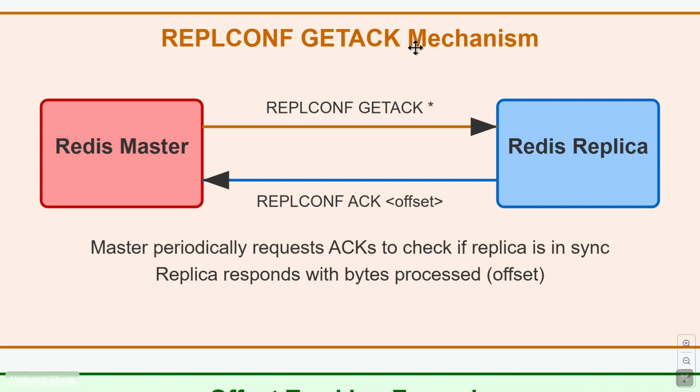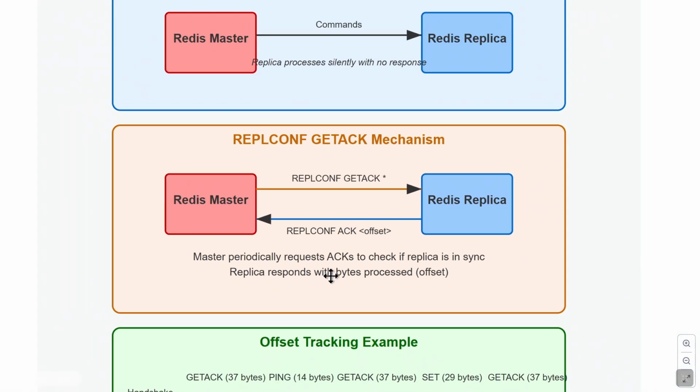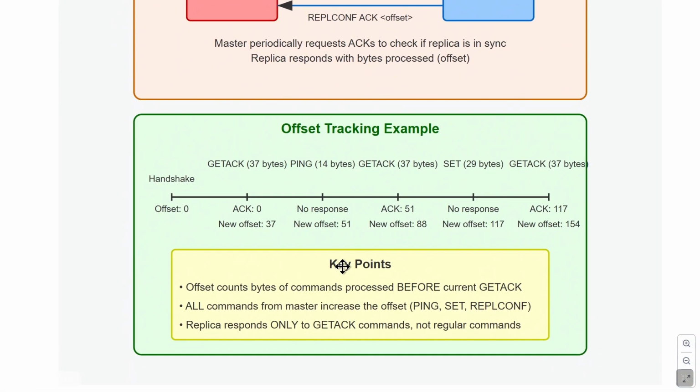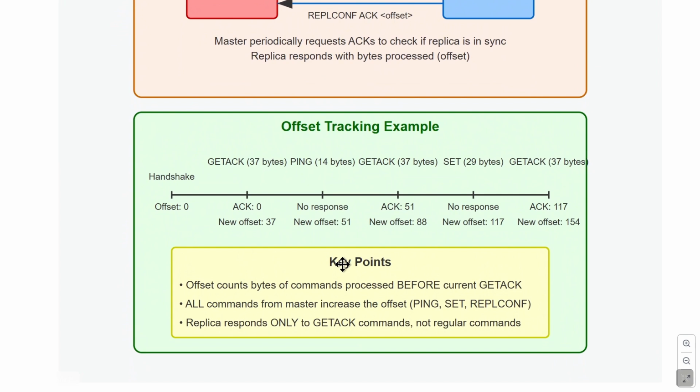So that's the GETACK mechanism. Master periodically requests ACKs to check if replica is in sync. Replica responds with bytes processed, and that's the offset. Let me show you an offset tracking example.